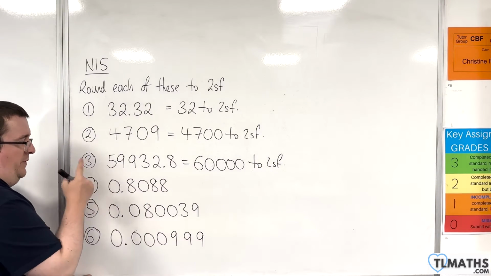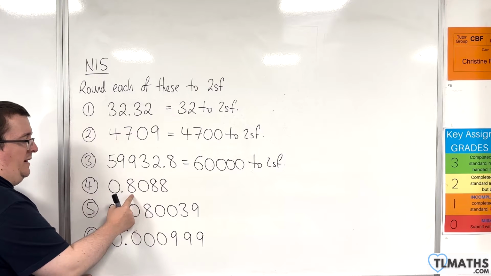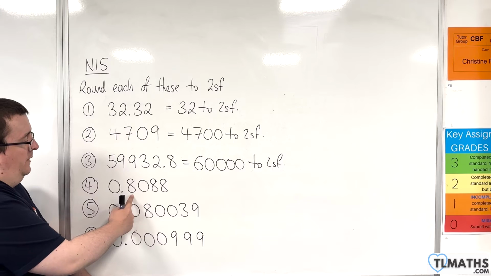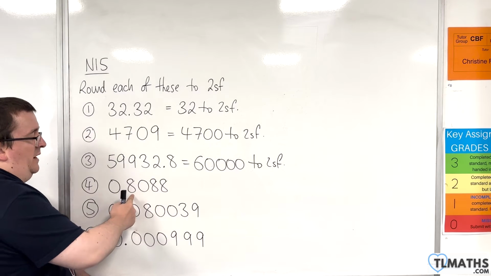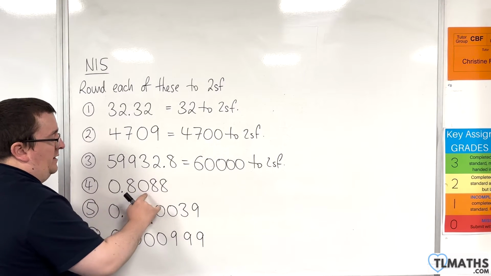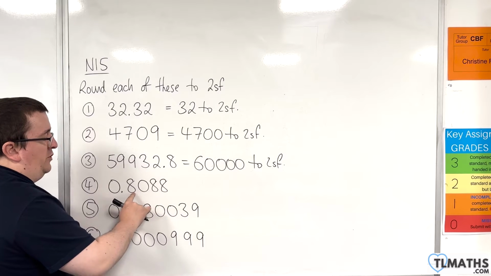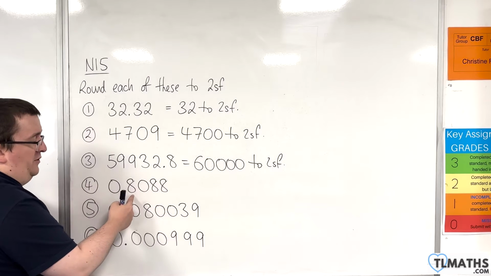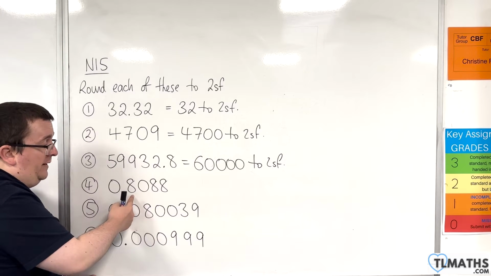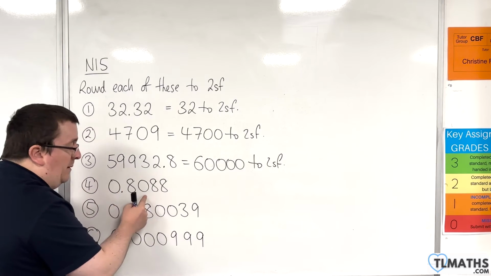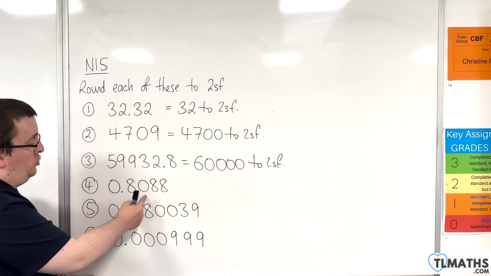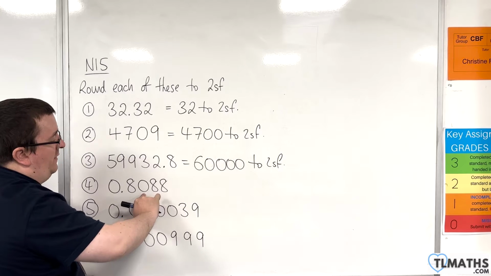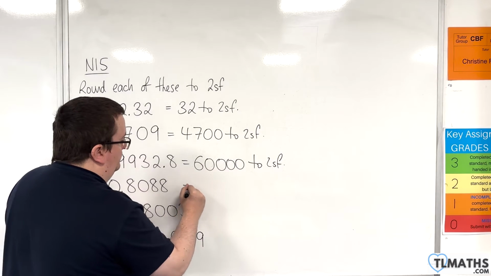For number 4, the first significant figure position is the 8, the first non-zero value you come to from the left. So this is the first significant figure position. This is the second significant figure position. You don't just hop over zeros. Once you've got to your first non-zero, that's the first significant figure position, then the next number is the second significant figure position. To the right is a number that is 5 or more, so we round this up to 0.81.